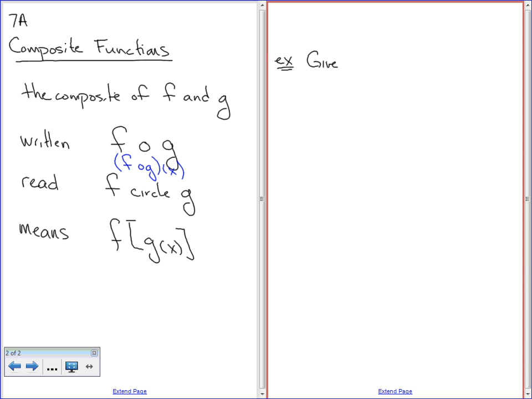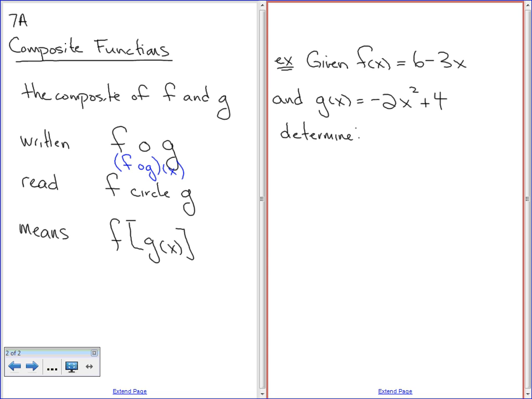Given f of x is the function 6 minus 3x, and g of x is the function negative 2x squared plus 4. We're just going to determine some composite functions. But before we get into determining composite functions, let's just review function notation and evaluating functions at different values.